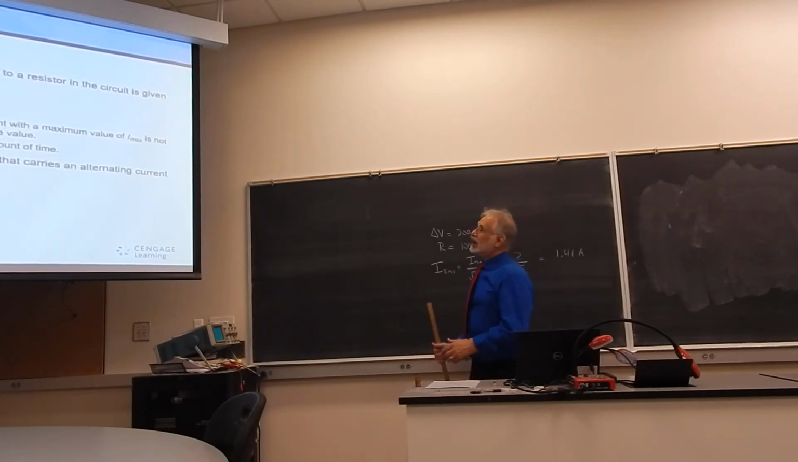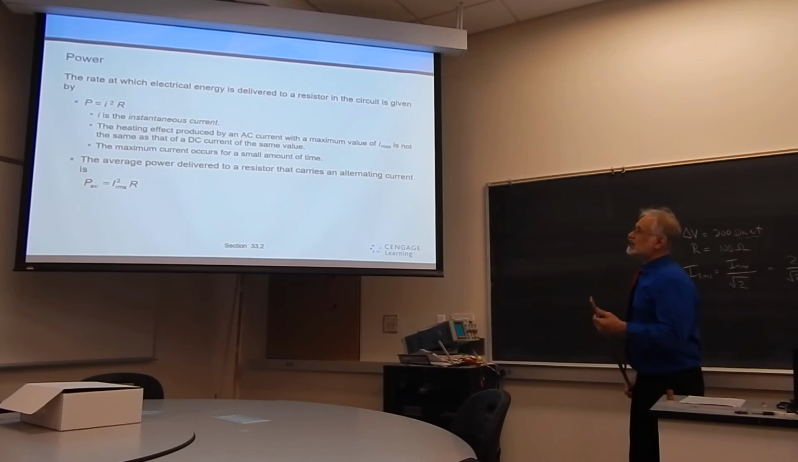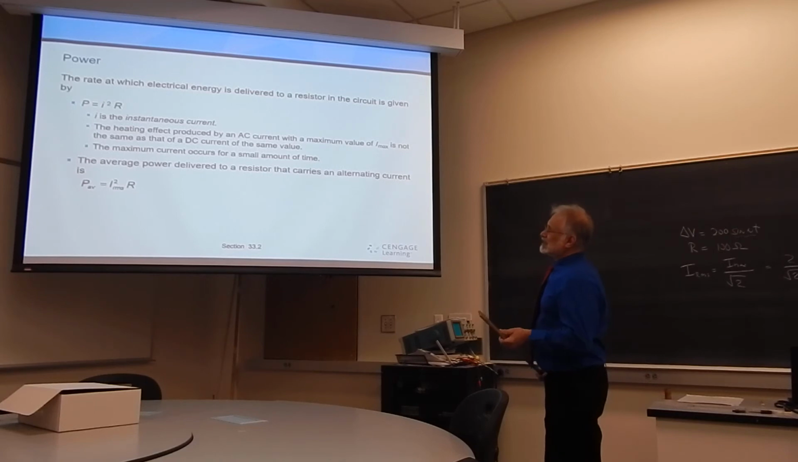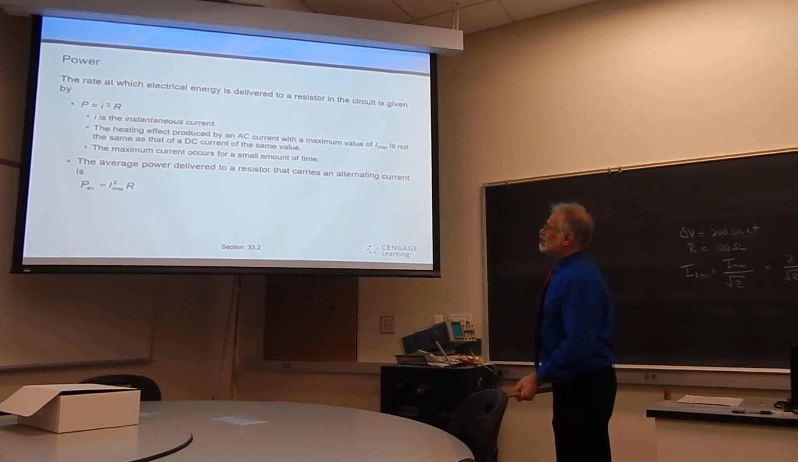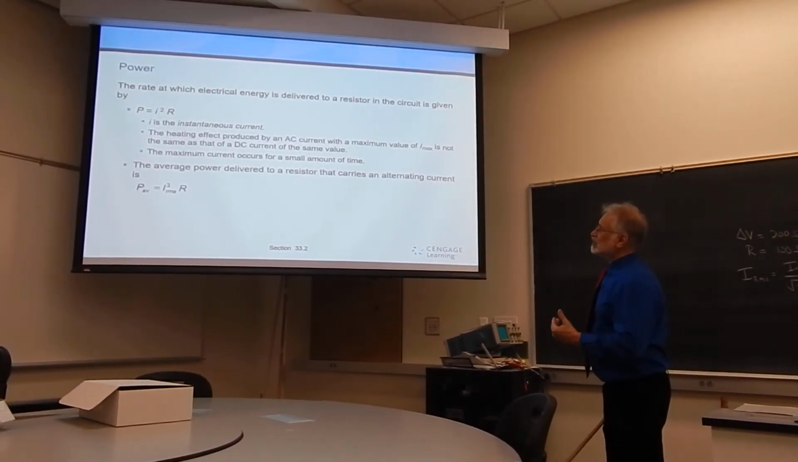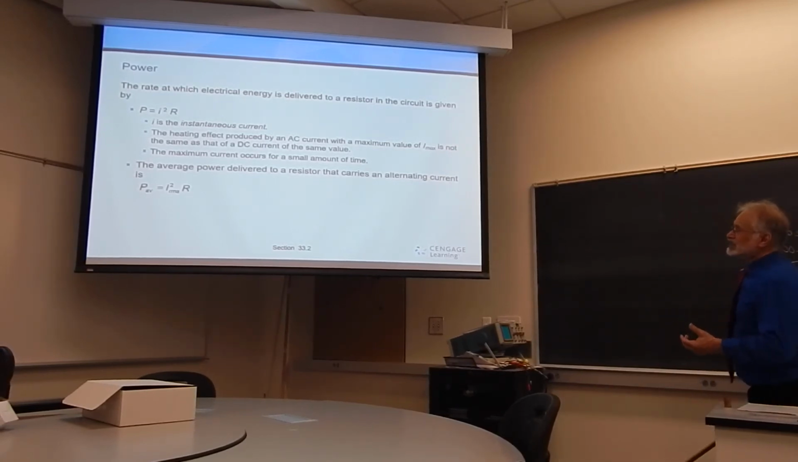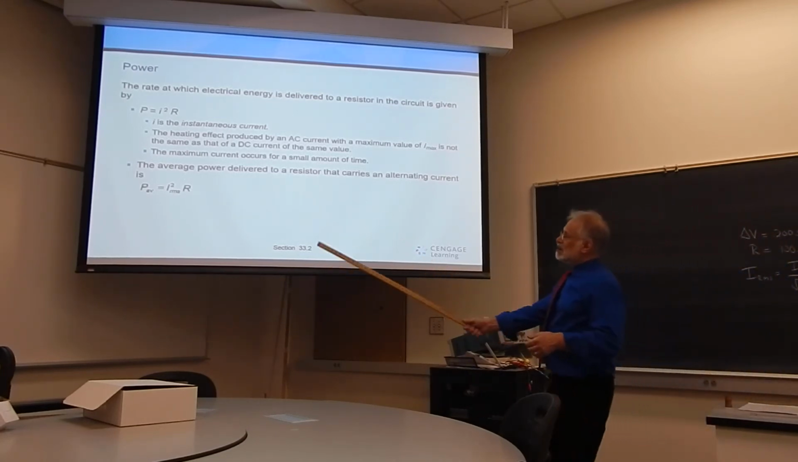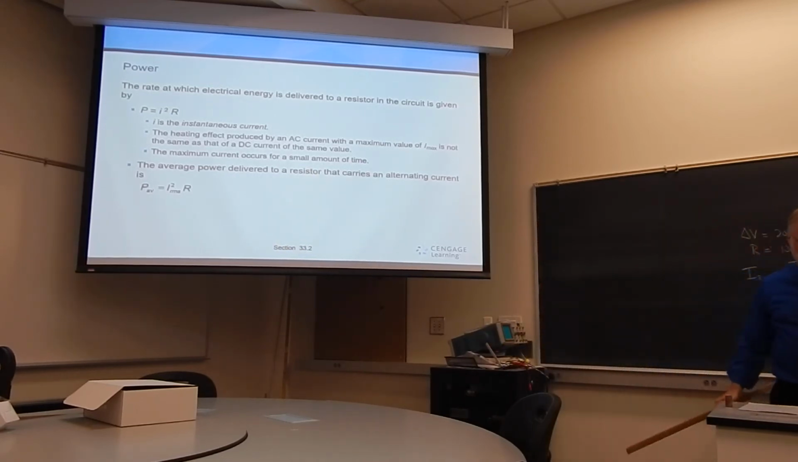We're talking about power in a circuit. Of course, the rate at which electrical energy is delivered has traditionally been I squared R, where I is the instantaneous current. This is not going to be the same, though, as the case where we have a DC current, because the maximum current is going to only occur for a short amount of time. Therefore, we're more likely to talk about an average power in terms of an RMS current. So my average power is going to be equal to I_RMS squared times the resistance, instead of the maximum current squared times the resistance, as you would see in a DC circuit.